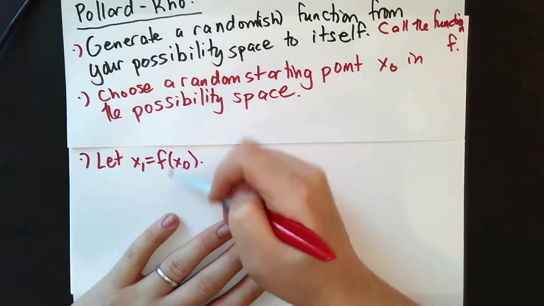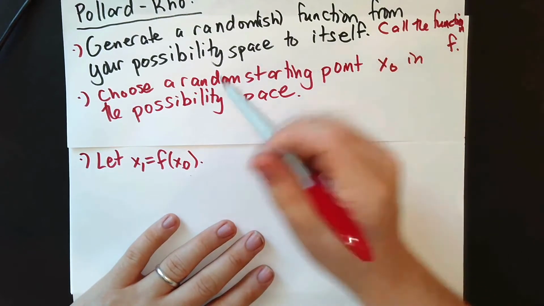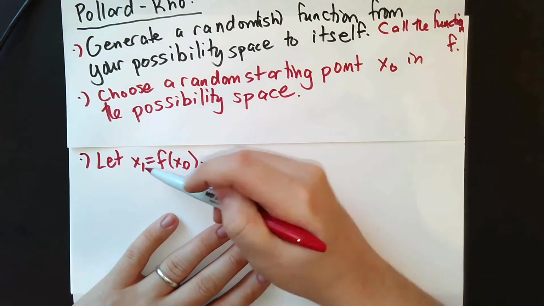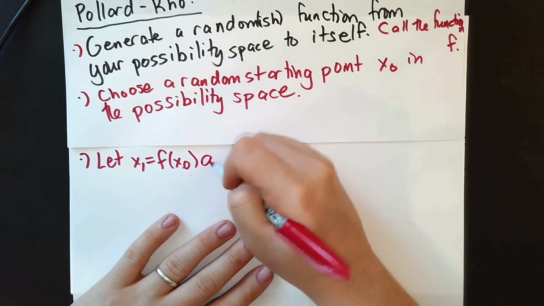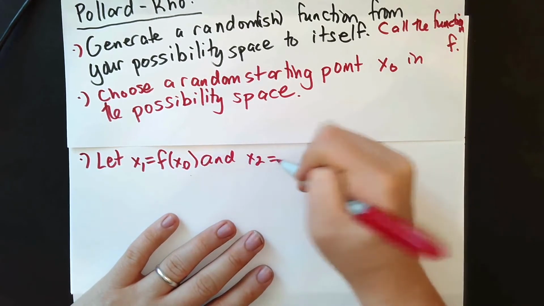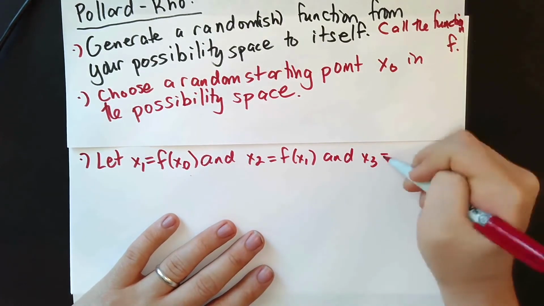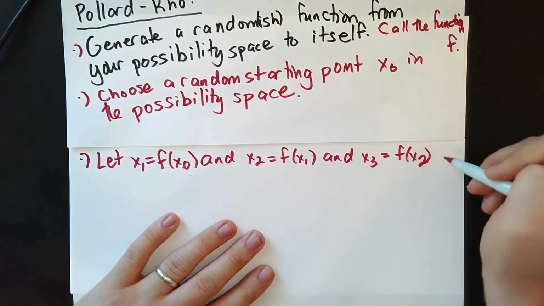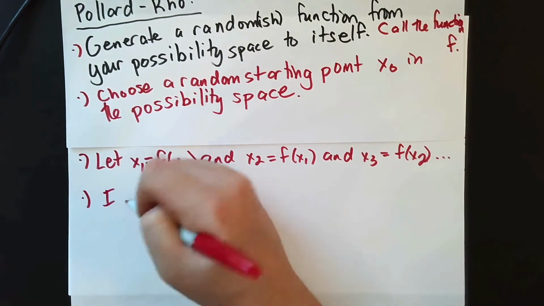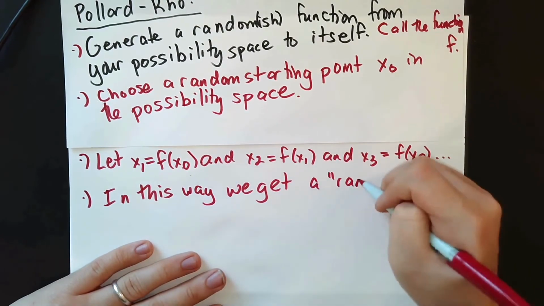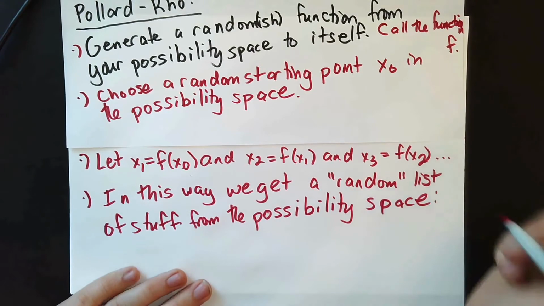So whatever this mysterious function f is, it starts in my possibility space and it gives me something back in my possibility space. So I'm just going to let x1 be f of x0. And x2 is going to be f of x1. And x3 is going to be f of x2. And so on down the line. And so what happens is, in this way, we get a random list of stuff out of the possibility space.